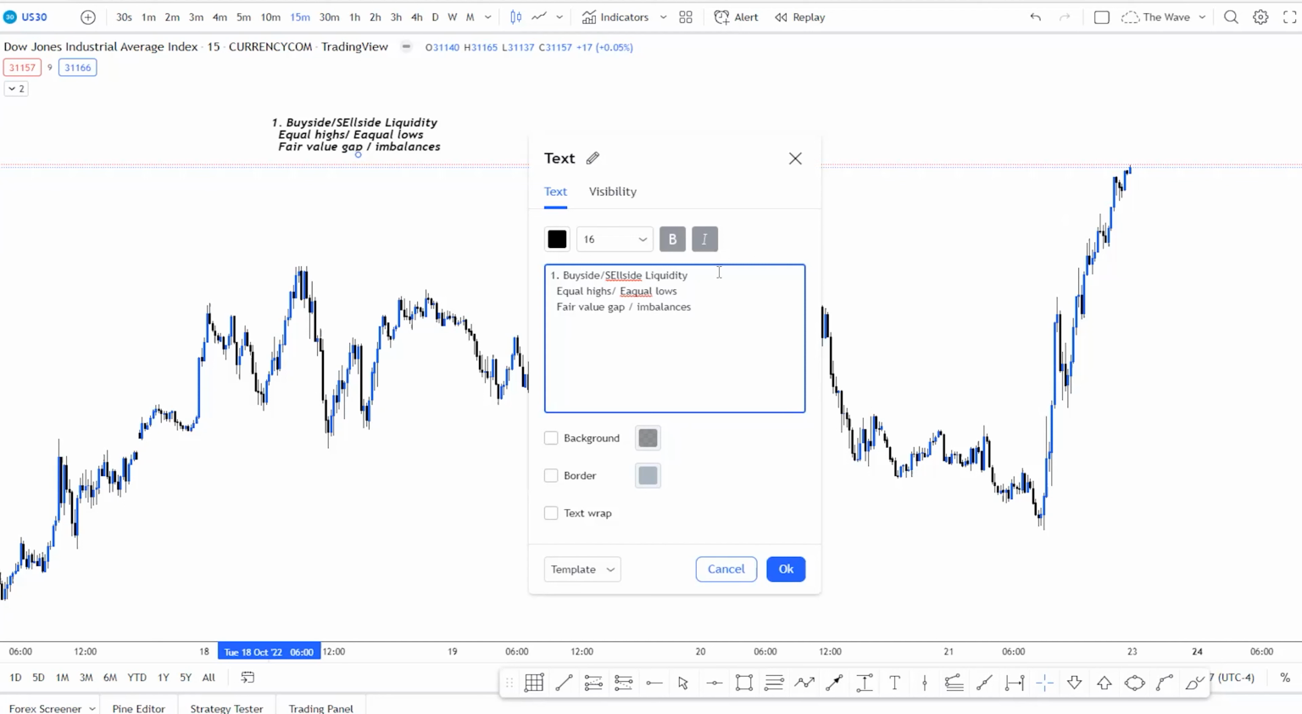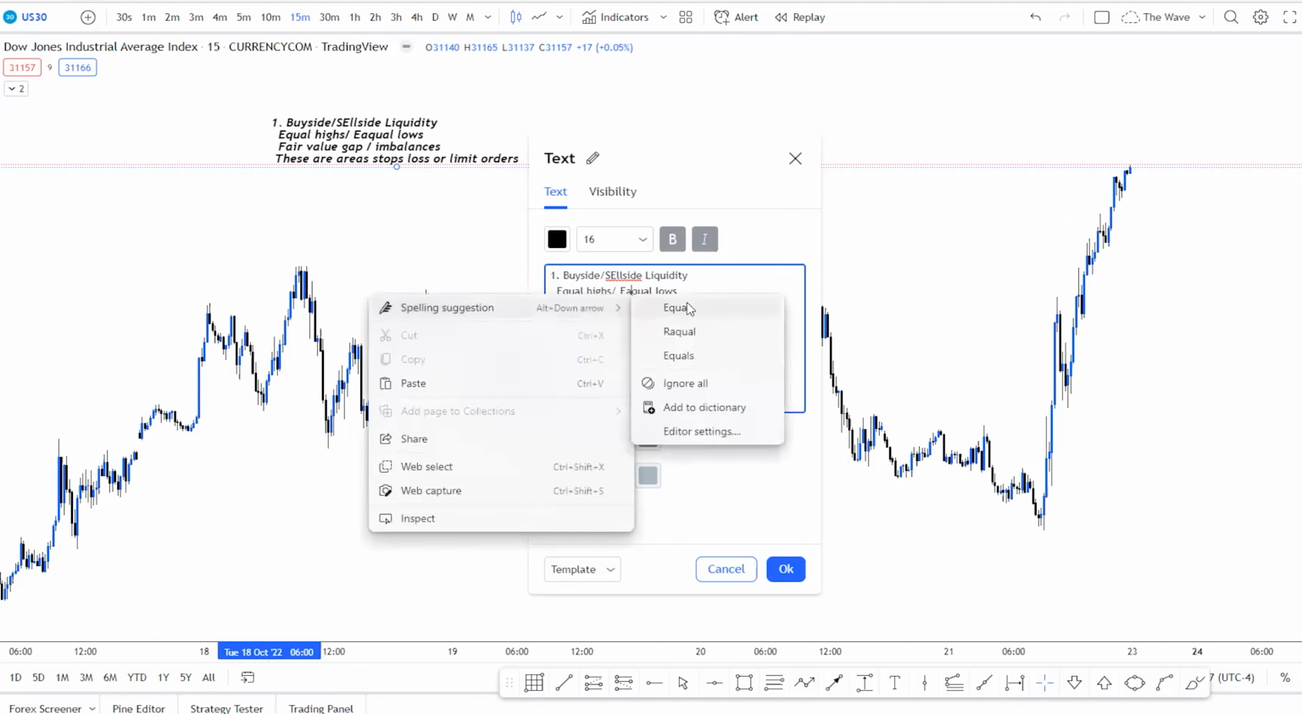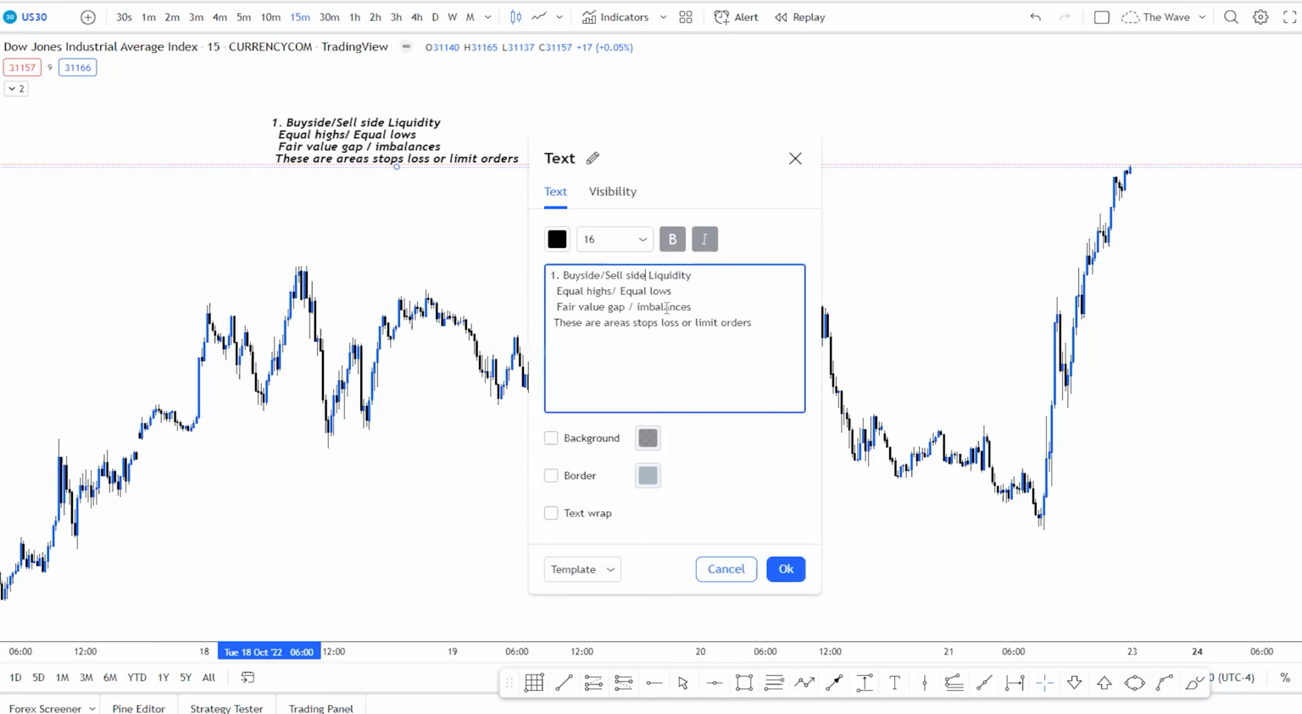These are called PD arrays, or targets that the market will magnet to because they're areas of liquidity. Now, why does the market want to go to these areas? Because these are areas that people's trailing stop losses are at, or limit orders are at. So they're areas that there's a lot of liquidity resting that the smart money or the institutional order flow likes to go to grab liquidity. Now, that's the first thing we're going to be looking for.